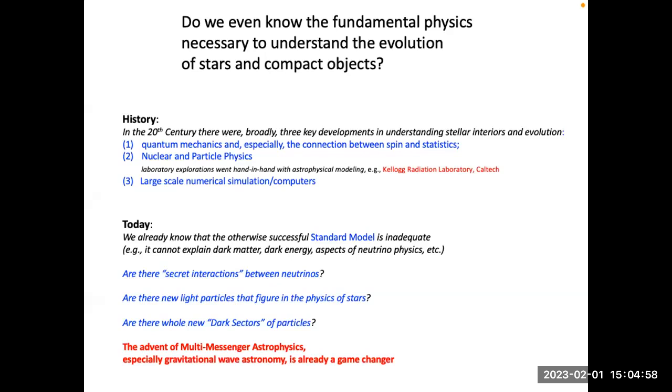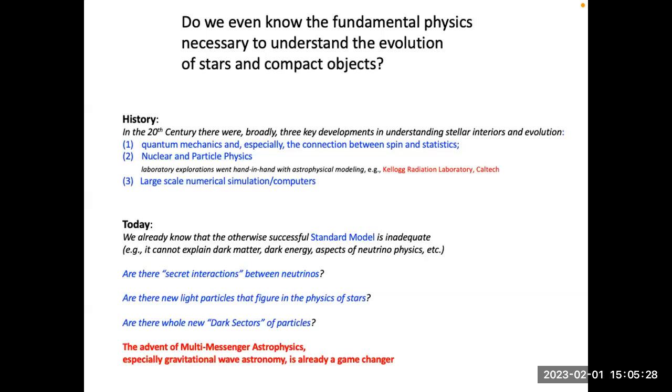So here's where I think we are today. We have the standard model of particle physics, which is remarkably successful, except we know it's not adequate. It doesn't explain dark matter. It doesn't explain dark energy. It doesn't explain aspects of neutrino physics that we measure in the laboratory. So we know there's something more there. So here are some questions, for example. Are there secret interactions between the neutrinos and not between neutrinos and charged electrons? We don't know the answer to that question.